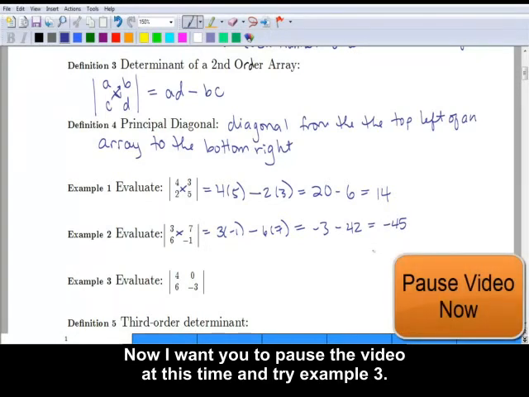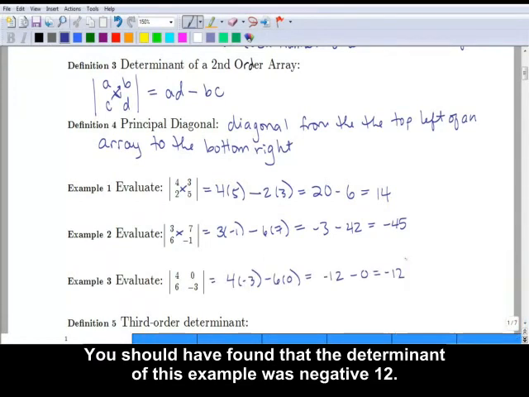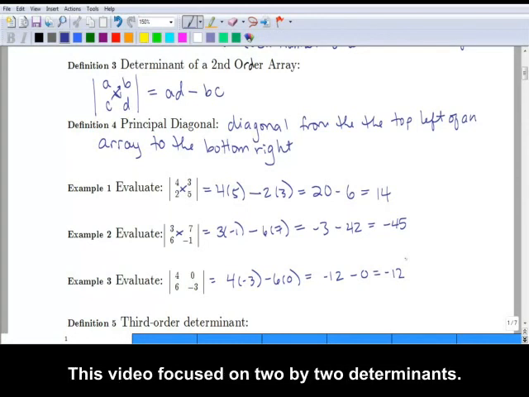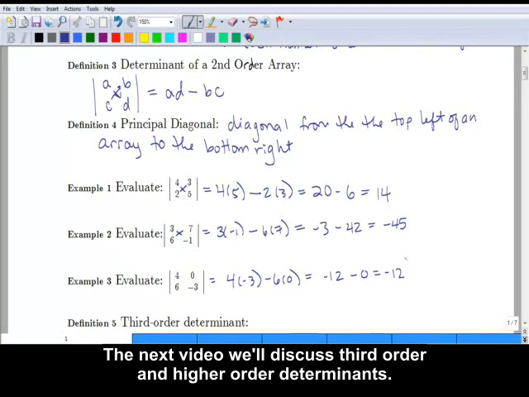Now I want you to pause the video at this time and try example 3. You should have found that the determinant of this example was negative 12. So this is going to conclude the first video for section 6.4. This video focused on 2x2 determinants. The next video will discuss third order and higher order determinants.